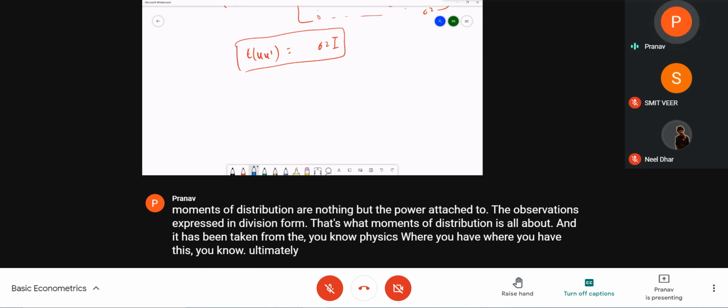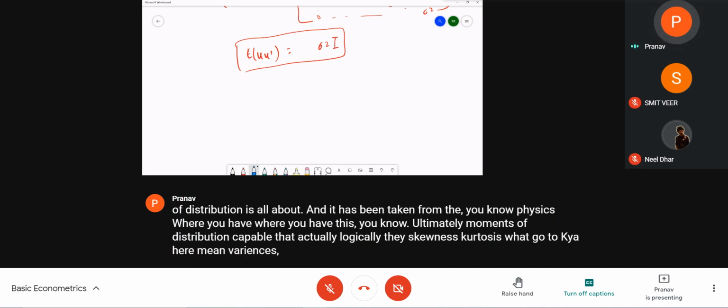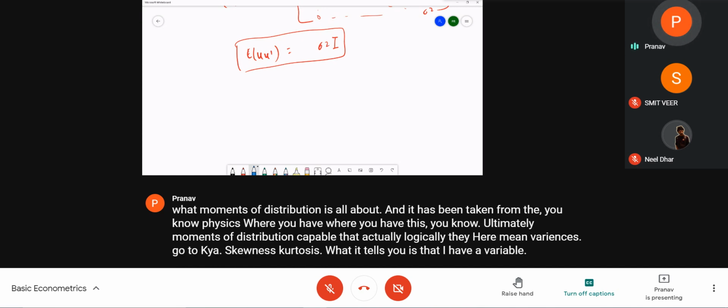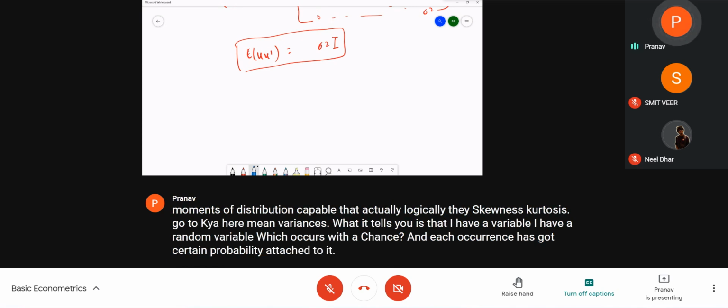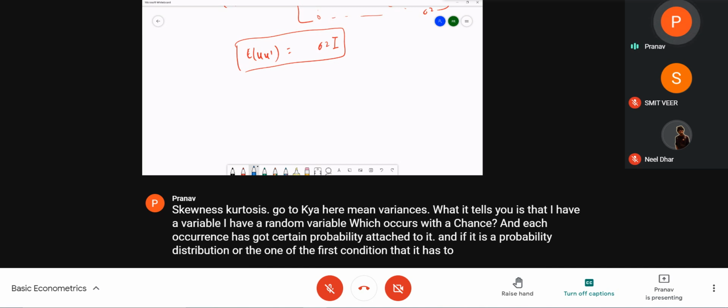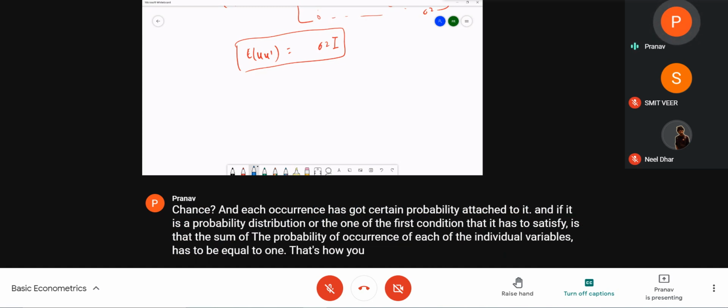If you logically look at mean, variance, skewness, kurtosis, what it tells you is that I have a random variable which occurs with a chance, and each occurrence has a certain probability attached to it. And if it is a probability distribution, one of the first conditions that it has to satisfy is that the sum of the probability of occurrence of each of the individual variables has to be equal to 1. That's how you know that probability can never exceed 100%.